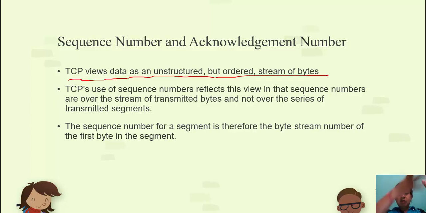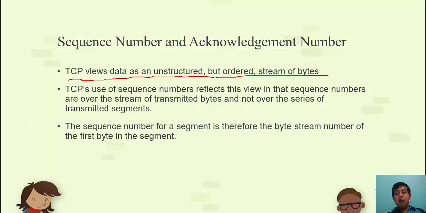That means when 1000 bytes are coming, they're coming in sequence: first byte, second byte, third byte, like that, up to 1000 bytes. So for TCP, they are a stream of bytes coming. They are unstructured, meaning they have no meaning for it, but they are ordered: first byte, second byte, third byte, fourth byte, like that. Now TCP uses this view while using sequence numbers.